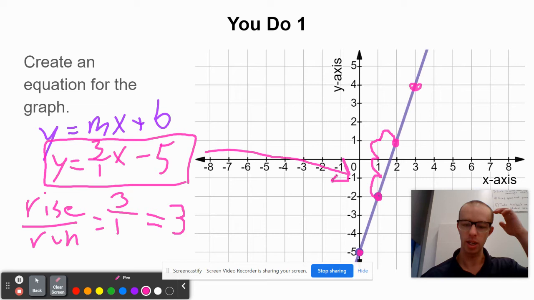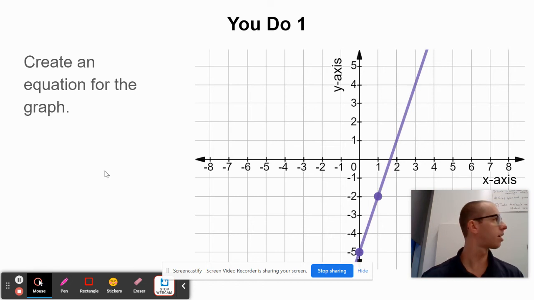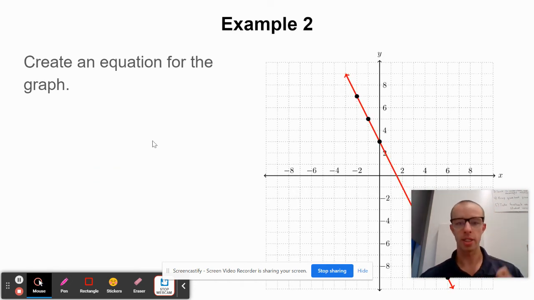They're just shown differently, just like water can turn into air or ice. It's just changing forms. That is kind of what's happening here. All right. Hopefully you got that right and you're feeling good. Let's move on to the last example, example 2.